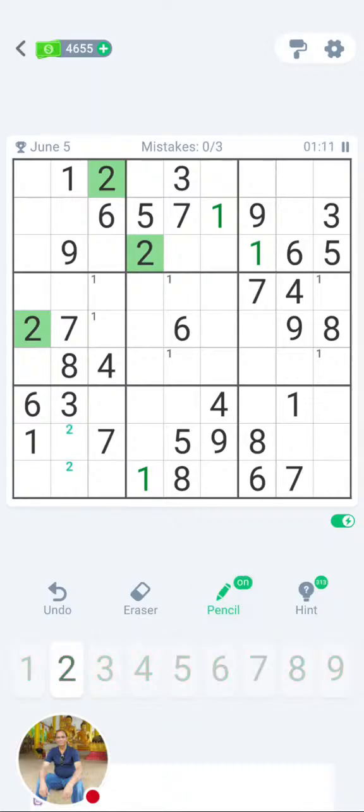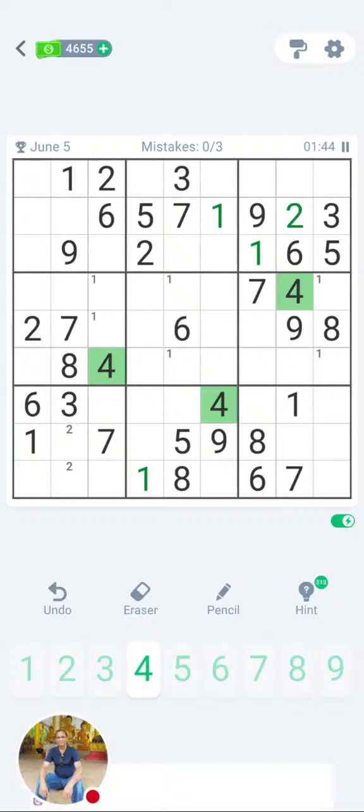So 2 can come here. Nothing here. 3. Oh, let's go for this row, the second row from the top. There are already 7 numbers, only 2 missing. 1, 2, 3, 4 and 8. 4 and 8.